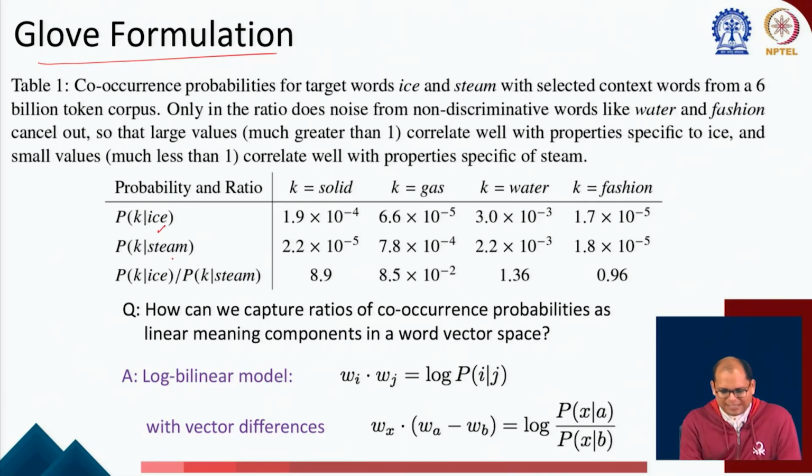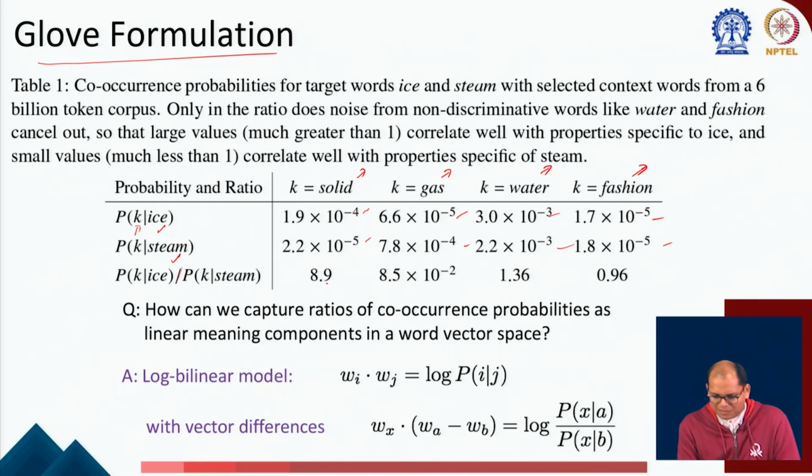So you are seeing two words, ice and steam, right, and what you are doing is writing the probability of any context word k given ice, right. So what is the probability of a word k coming with ice, and similarly with steam? The example is being shown with solid, gas, water, and fashion, right. So you get a lot of different types of probabilities, and there is a lot of noise that comes in. So what the authors of the GloVe paper found is that if you take the ratio of probability k given ice to probability k given steam, then you start seeing the pattern.